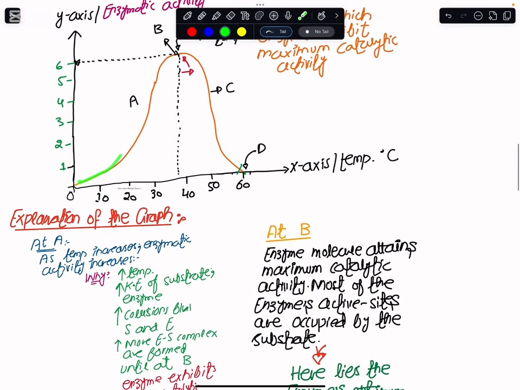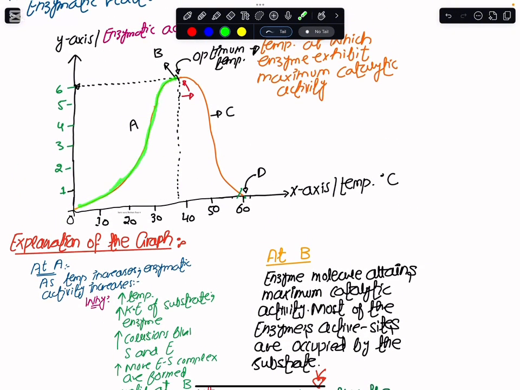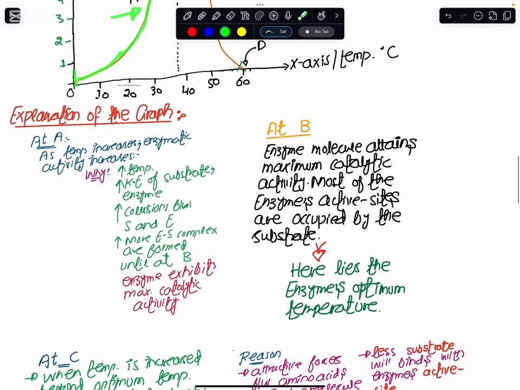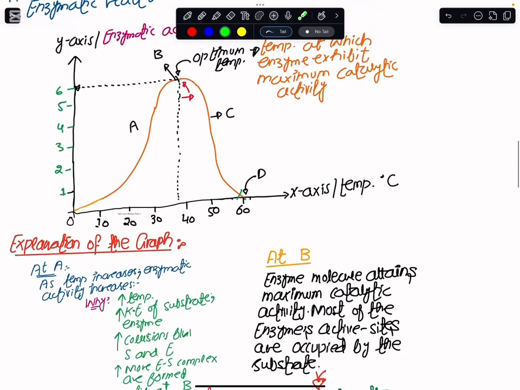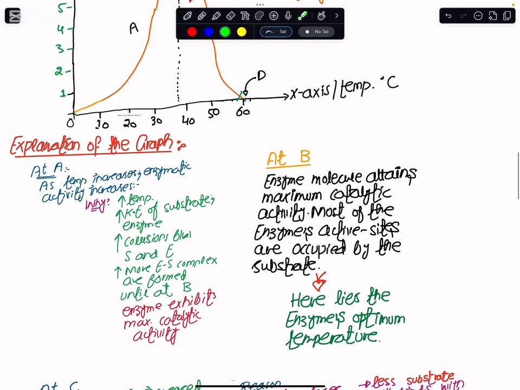So here let us try to see what you need to write in terms of explaining the graph that we see, in the context of area A. For area A, you would say that as the temperature increases, the enzymatic activity increases. The reason is that with an increase in temperature, the kinetic energy of the substrate and the enzyme both increase, and the collisions between the substrate and enzyme increase. As a result, more enzyme-substrate complexes would begin to form. And ultimately, when we reach B, we have the maximum catalytic activity.